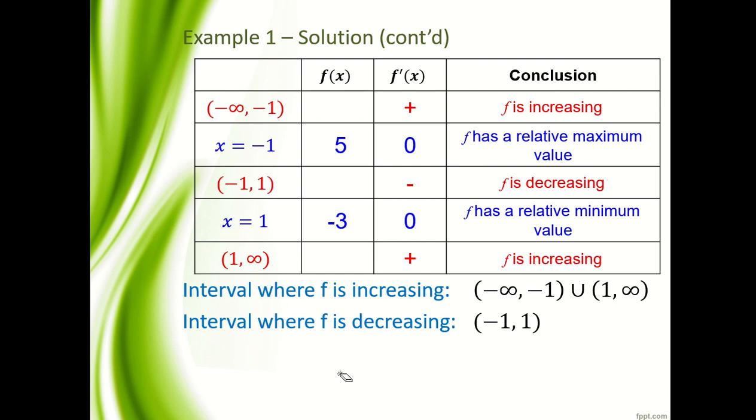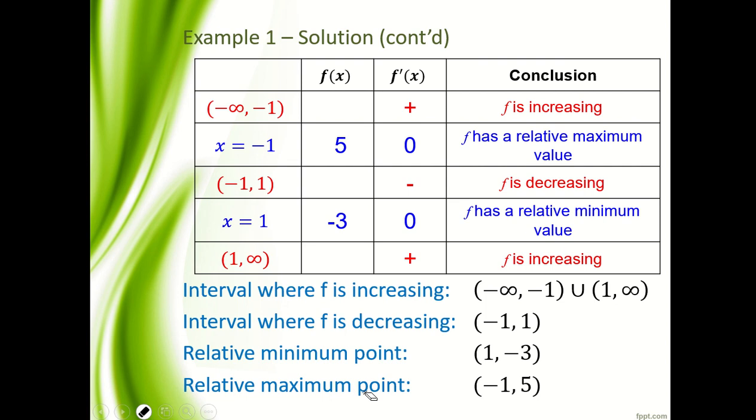Okay, now for the interval where f is decreasing, this part here. For this interval, we can see that f is decreasing because the derivative is negative. Now the relative minimum point: it is when you substitute the values. When x equals 1, you have f of x equal to minus 3. So this point, coordinates 1 and minus 3, is the relative minimum point. F has a relative minimum value, so this is a minimum point.